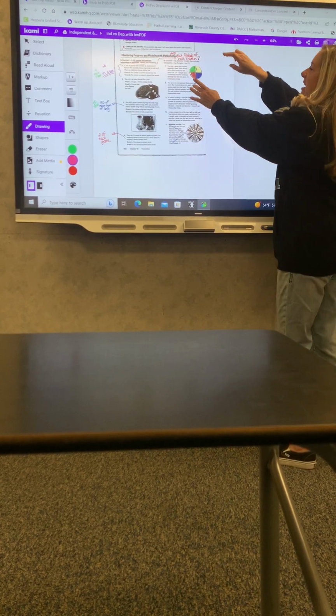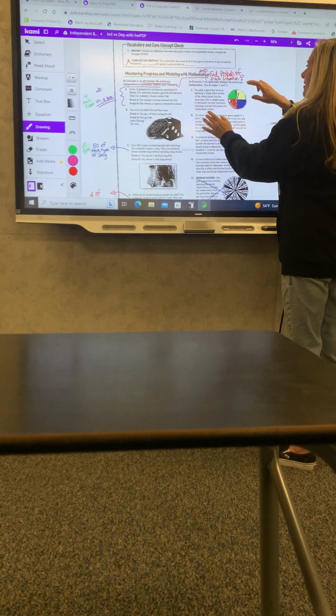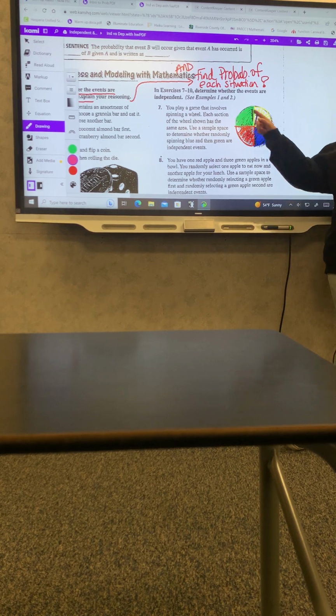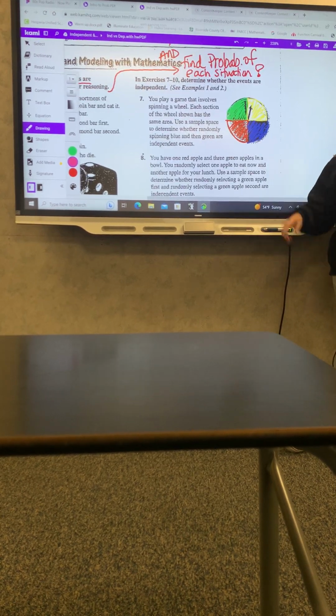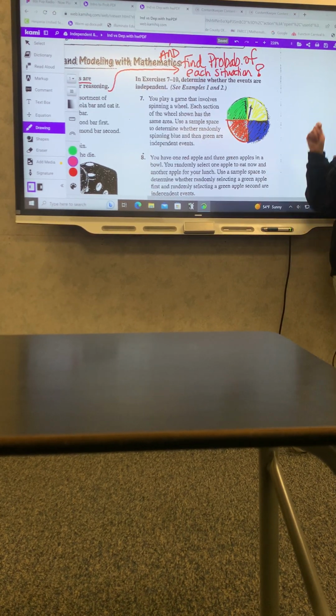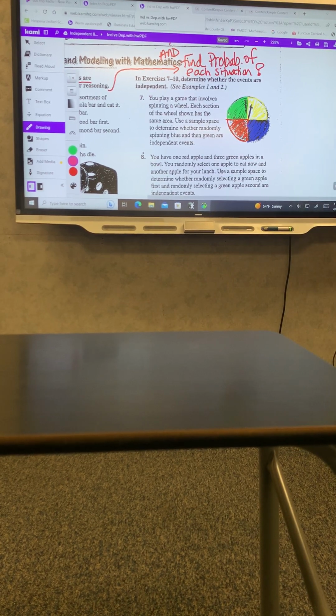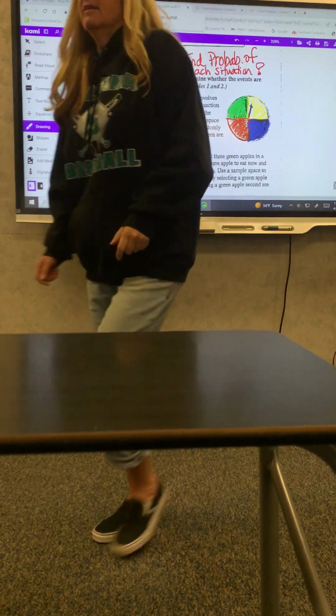Number 7 is talking about colors. You can't tell, so here's what it looks like: red, green in the top corner, yellow, red, and blue. You can just color them in or you can write letters on them so you know. Very good? All right, you get the rest of the period, due tomorrow.